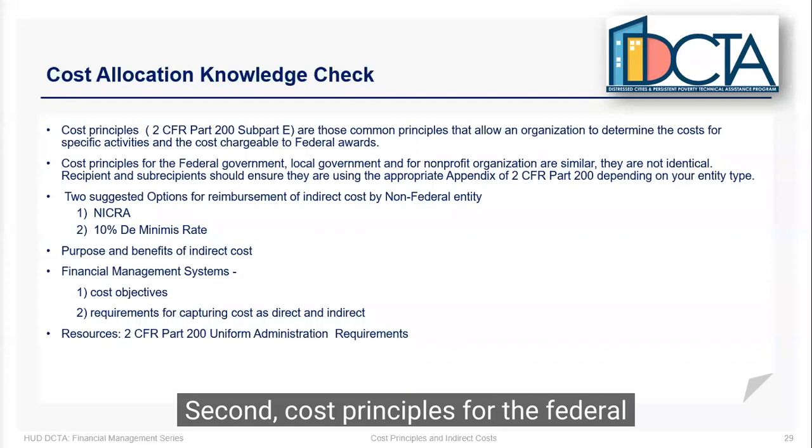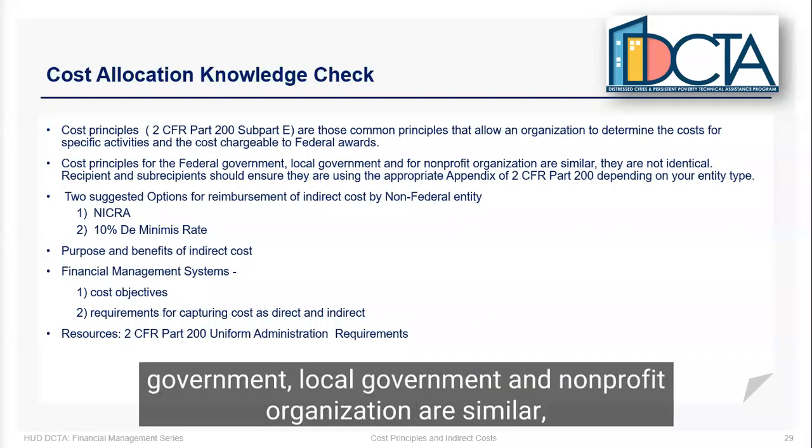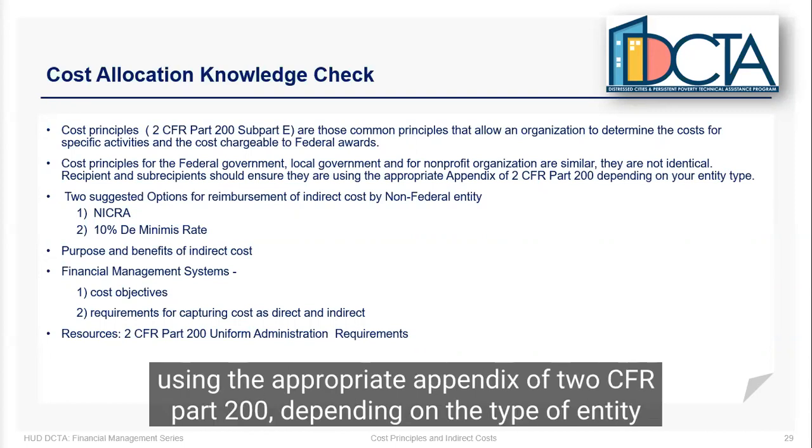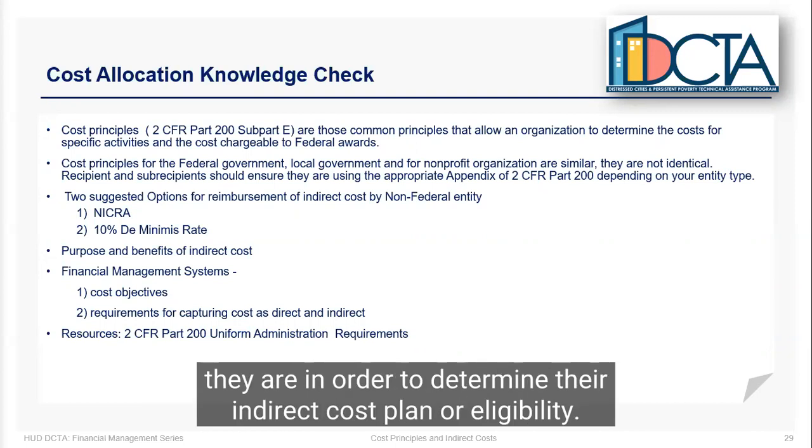Second, cost principles for the federal government, local government, and nonprofit organization are similar. They are, however, not identical. Recipients and subrecipients should ensure they are using the appropriate appendix of 2 CFR Part 200, depending on the type of entity they are, in order to determine their indirect costs.